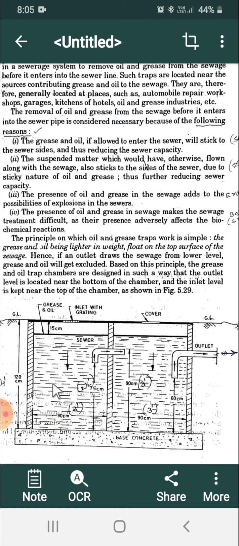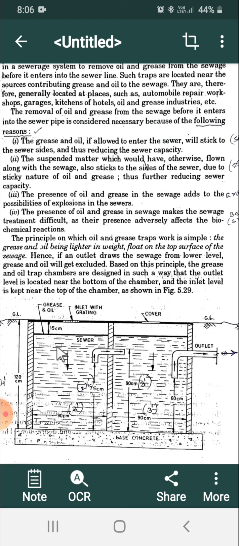All of you know that if you put oil substances in water, they float, because the density of oil is lesser than that of water. Once it floats, it comes to the surface. Using that principle, we separate the oil and grease. You observe here, this is the top line, and the oil and grease substances are floating on the surface.